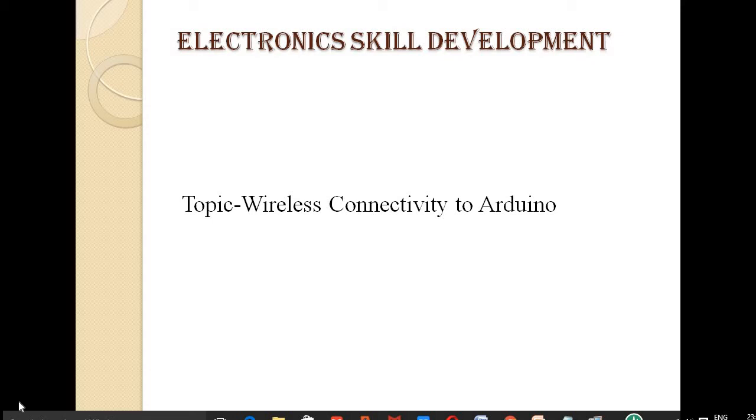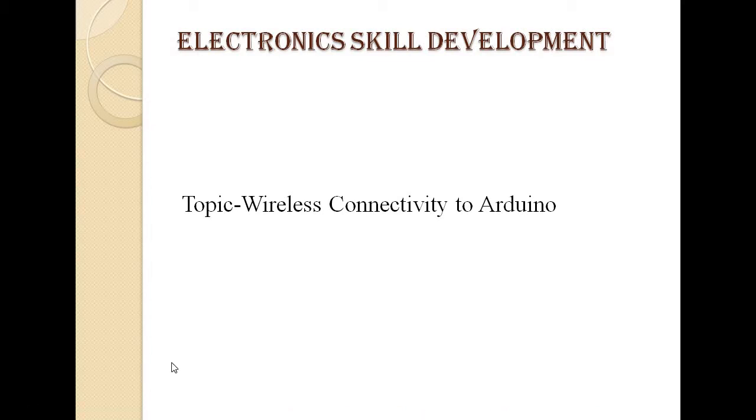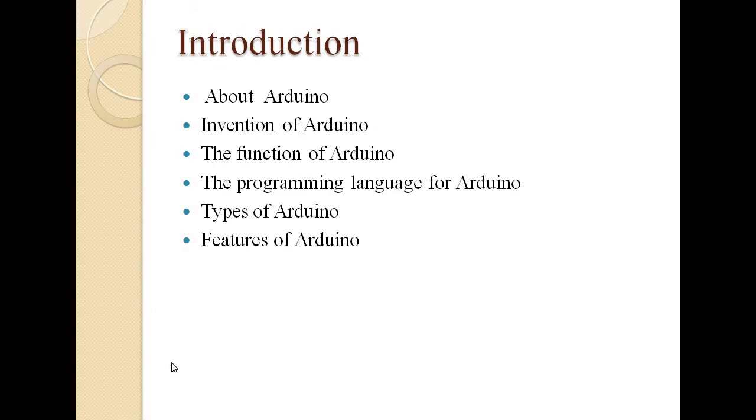Now today we start with the next topic, that is wireless connectivity to Arduino related to the electronic skill development. Now we have to cover all these points related to the Arduino. So first of all, what is Arduino? Then invention of Arduino. Third point, function of Arduino. Programming language for Arduino. Types of Arduino. Features of Arduino. And last one, detailing of Arduino board.